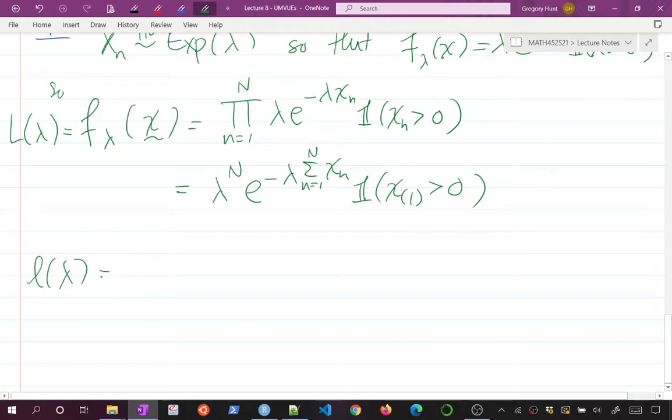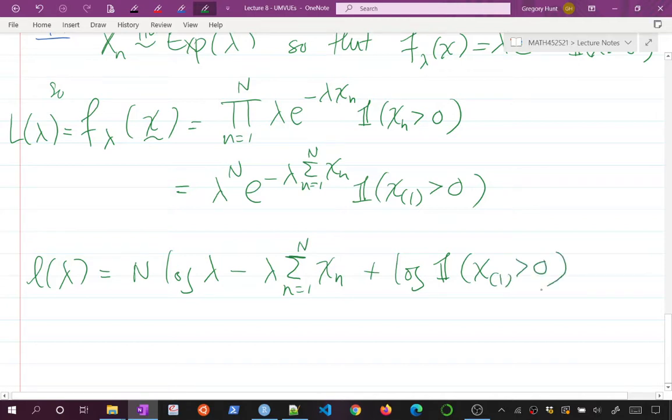So the log likelihood function would be n log lambda minus lambda sum of the x of n's plus log of the indicator x of n bigger than 0. We often leave this off because you assume the data is from an exponential. The minimum has to always be bigger than 0, and so this is always satisfied. It's always 1, and so the log bit is always 0. So you can always optionally leave it off.